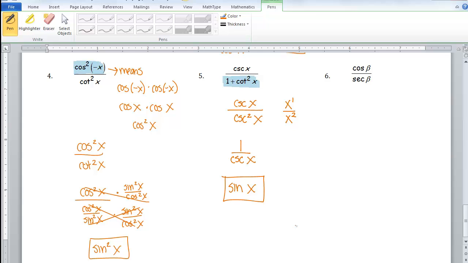For number 6, here I just want to right away put things in terms of sine and cosine. If I do that, I have a fraction within a fraction again. So I want to multiply both the denominator and the numerator by the reciprocal of my denominator. Again, doing that gets rid of your original denominator completely, which is the point. And here, cosine times cosine is going to be cosine squared. One term, so that is my final answer.